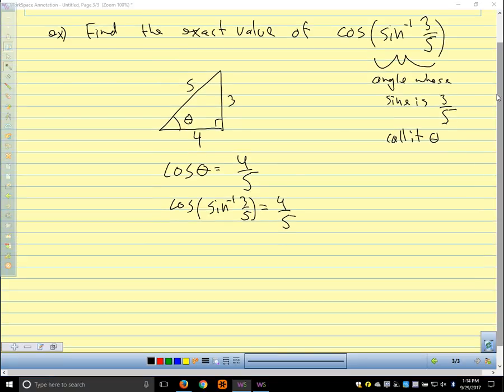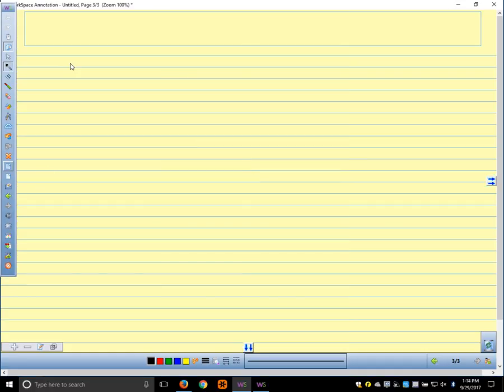All right, let's look at another one. Questions here? This is my favorite kind of problem from the entire chapter, but we'll do one more type of example after this. We want to find the exact value of the sine of the inverse tangent of -1/2.